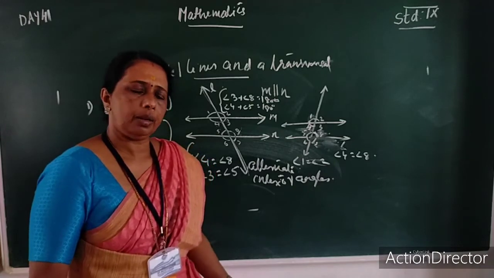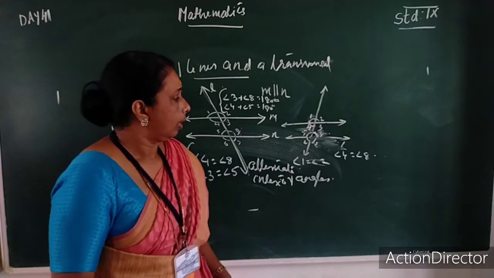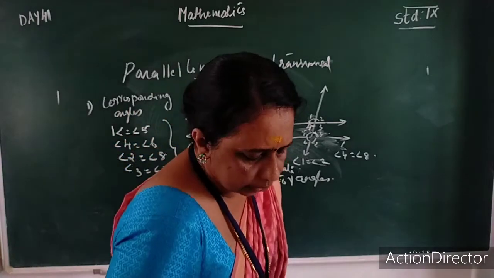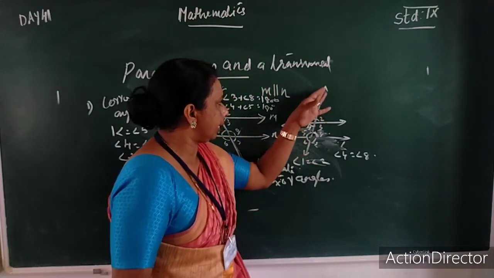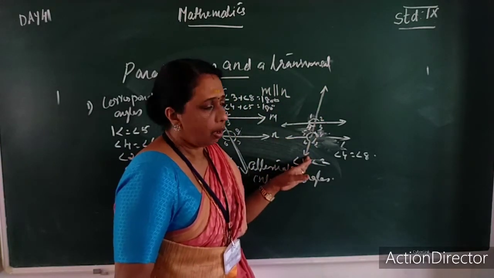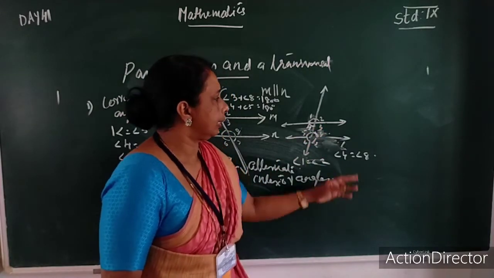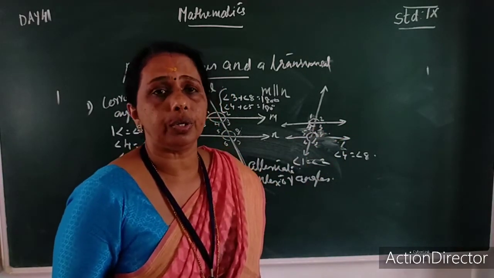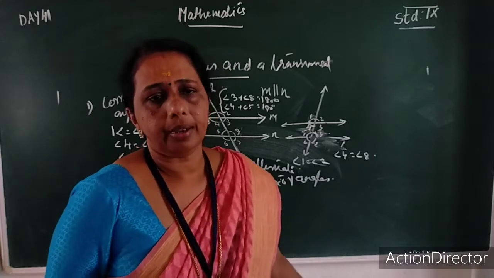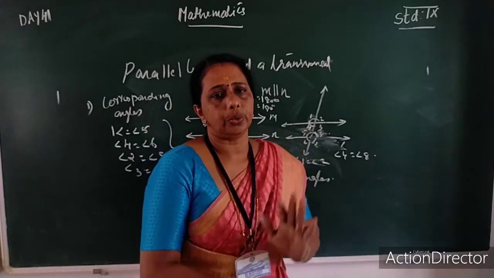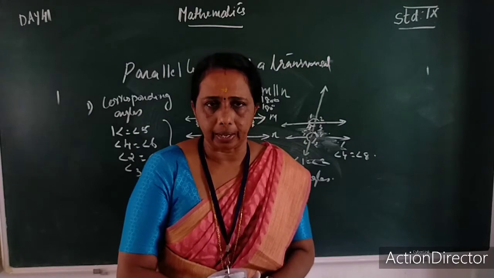Then what is the converse? Next theorem, theorem 6.5. If two lines are intersected by a transversal and one pair of co-interior angles is supplementary, then these two lines are parallel to each other. Okay, so here we have to study two axioms and four theorems.